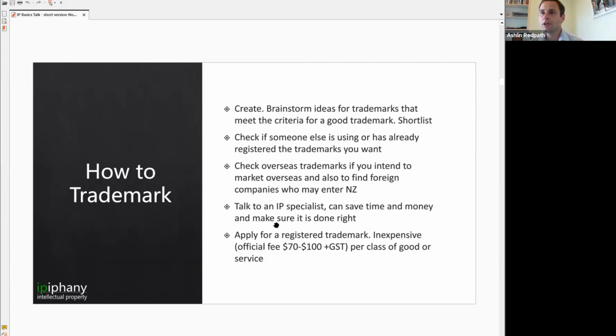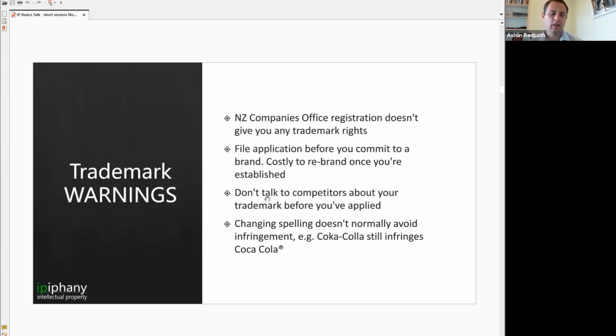You can file your own trademarks. You don't need to use a patent attorney to do that. There's obviously just the risk that you make a mistake and you end up not covering your trademark. A few warnings, which are some common mistakes people make. They think that by registering their company that protects their trademark, and that's not the case at all. So different issues. It's important to file that application before you commit to your brand, so that you know whether or not you can obtain the trademark for that brand.